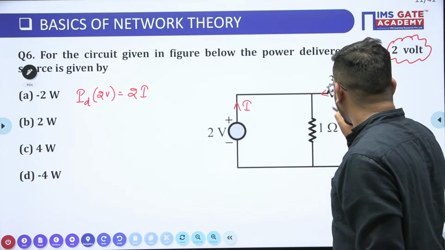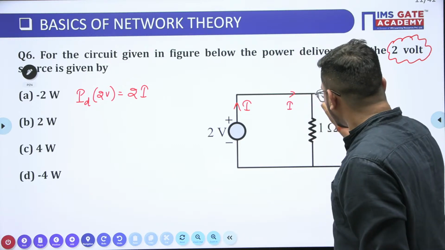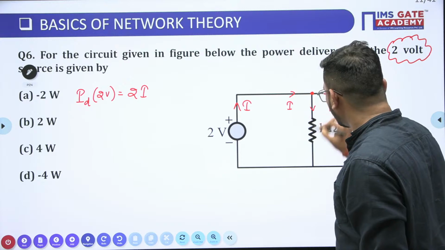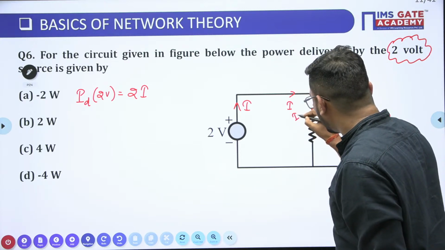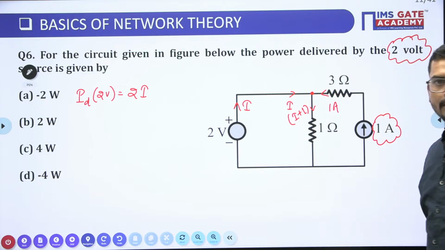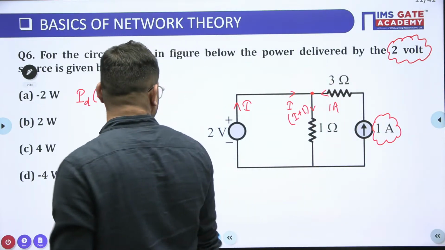So this will be what? 1 ampere, and this is I. So if you apply KCL again here, what will this current be, guys? This current will be I plus 1. Is it clear now?